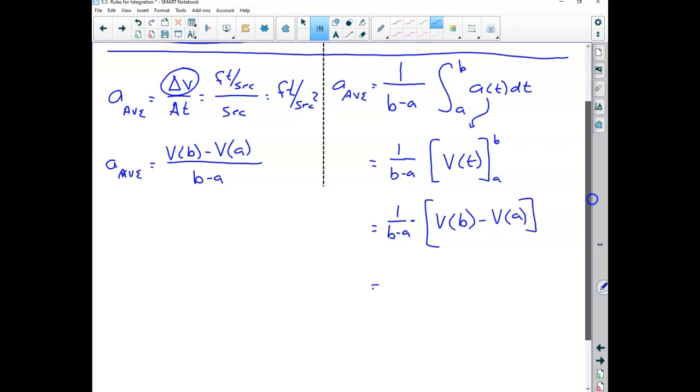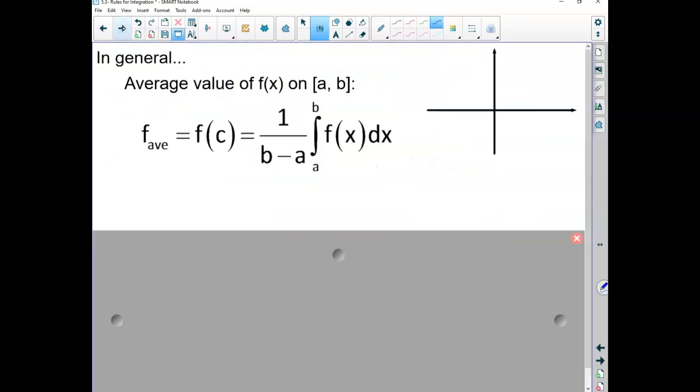And if I multiply that, what do I get? I just get my velocity at point B minus my velocity at point A divided by B minus A. And what do I see? I see again, they are the same thing. Okay, so I can find my average acceleration using my velocity curve or my acceleration curve. The same way I can find my average velocity using my position curve or my velocity curve. Well, in general, what does this mean? It means I got to go to the next slide.